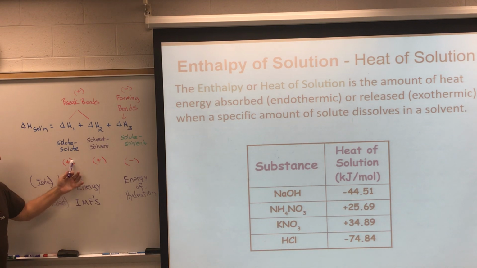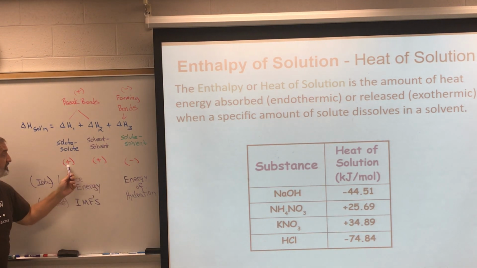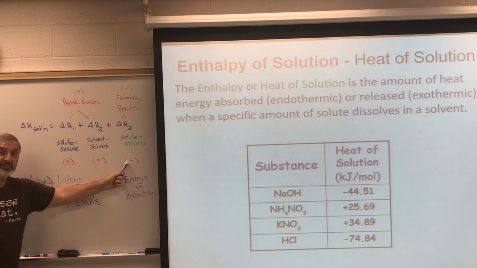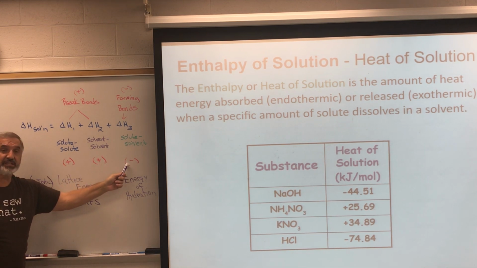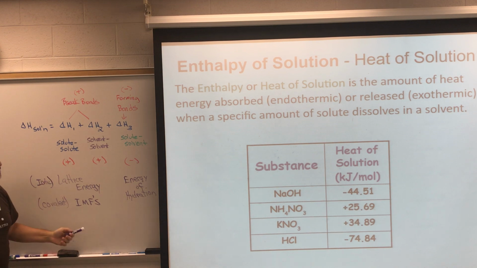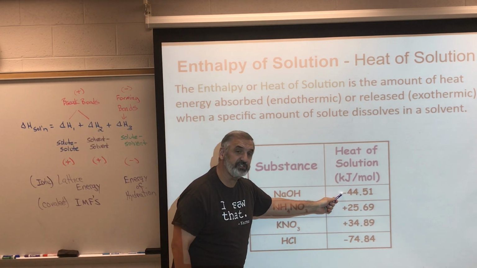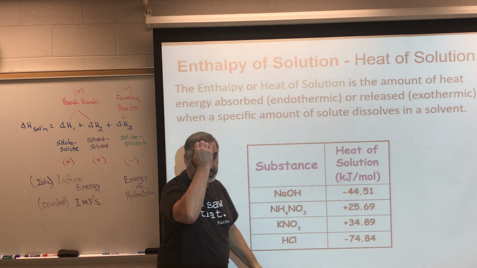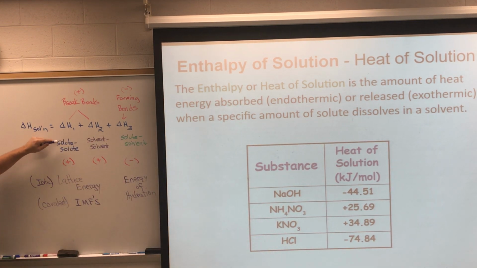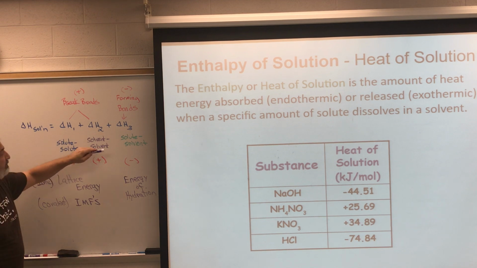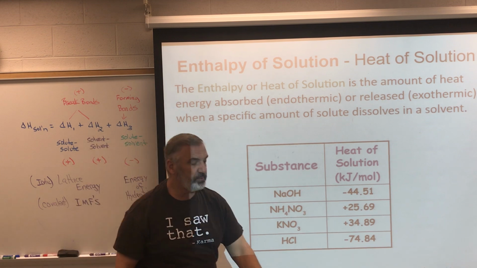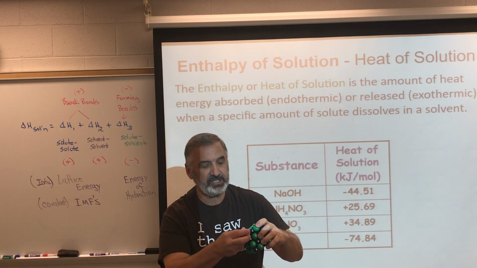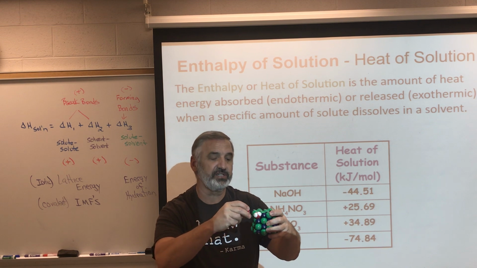So, math-wise, you have two positive terms, one negative term. If the sum of these two is greater than this one, the overall value is going to be positive. If the sum of these two is less than this one, the sign is going to be negative. So some of our substances have a negative heat of solution, some have a positive heat of solution. It all depends upon the strength of the IMFs or the lattice energy holding this together compared to the strength of this attraction here. And this attraction between the water and the ion, we talked about that before, is the ion to dipole attraction.